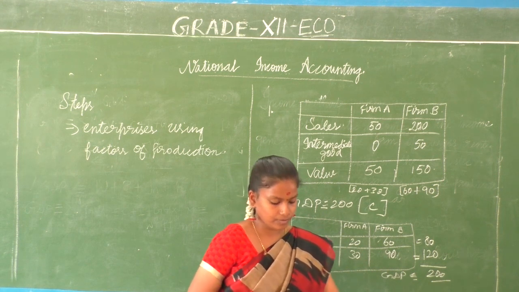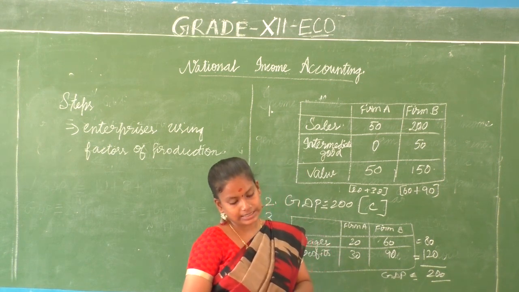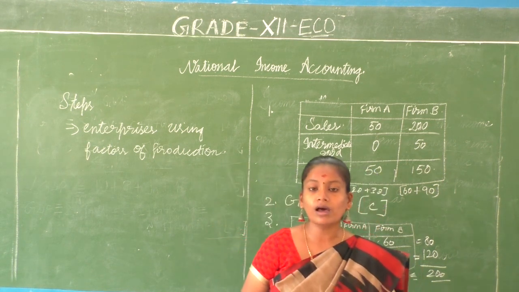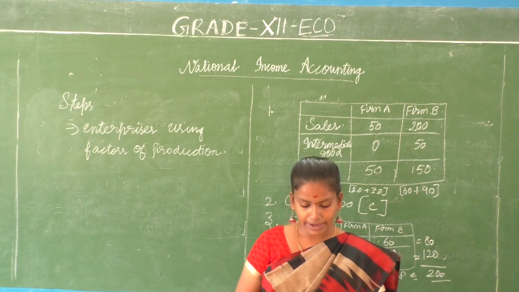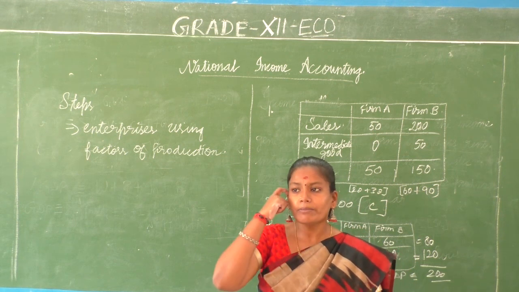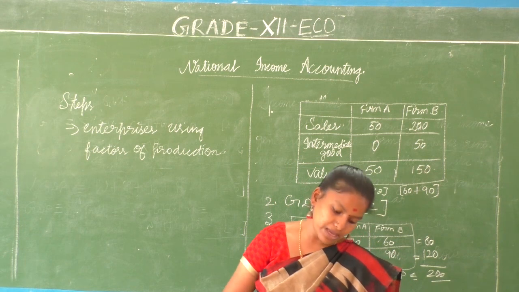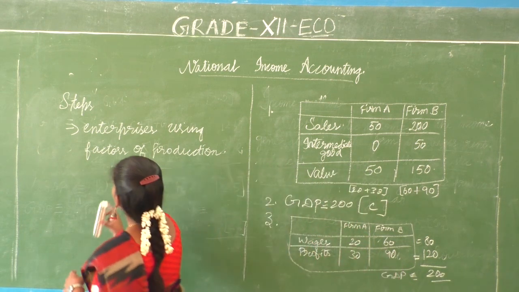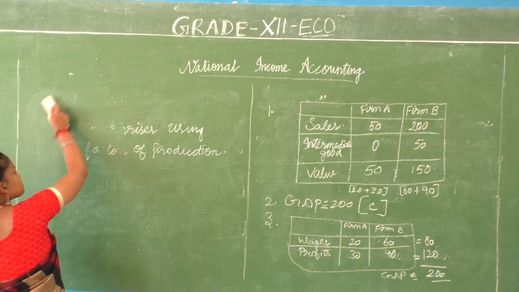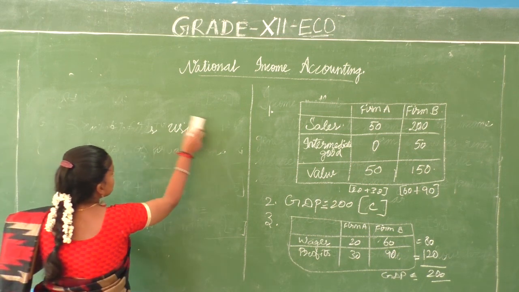Clear, children? What are we going to discuss next? This is a small little topic which is called factor cost, basic prices and market prices. What do we mean by factor cost? What do we mean by basic prices, and what do we mean by market prices is what we are going to discuss now.